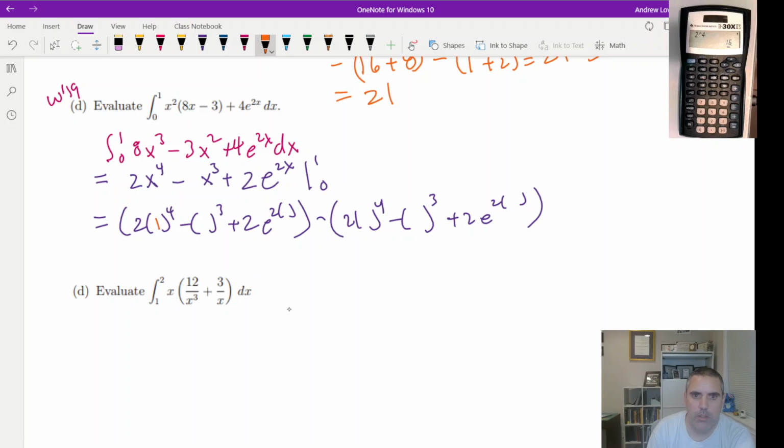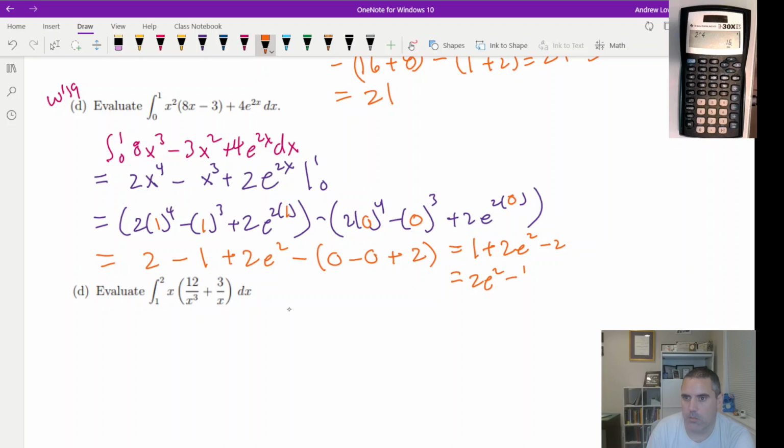Now we're plugging in a 1, 1, 1, 0, 0, 0. And this gives me 2 minus 1 plus 2e squared. And this gives me minus 0 plus e to the 0 is 1, so this is just 2. And so you get 1 plus 2e squared minus 2. So you get 2e squared minus 1. You can just leave it like that. That's fine. Last one. We expand.